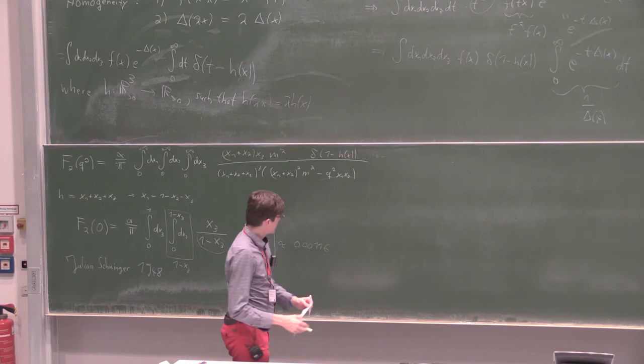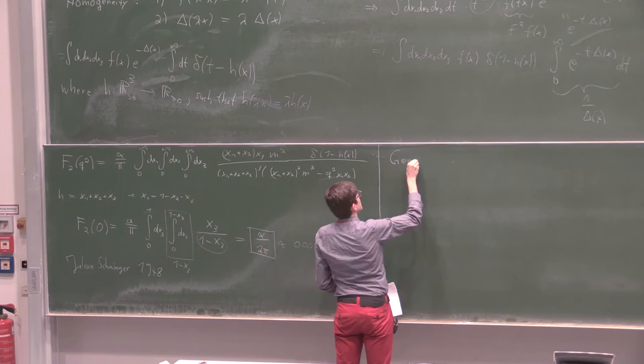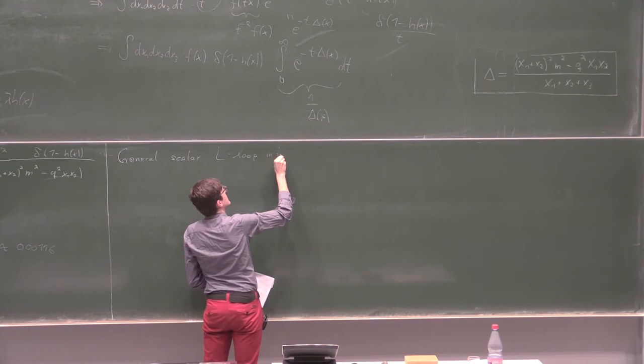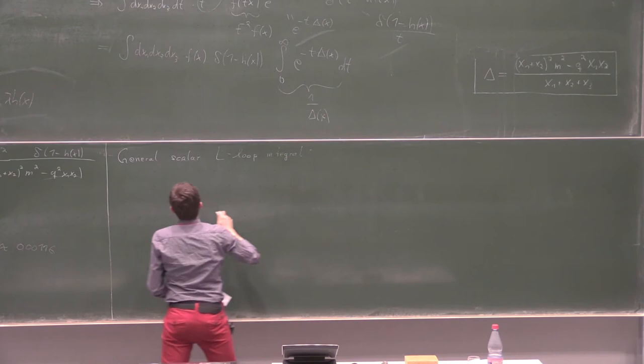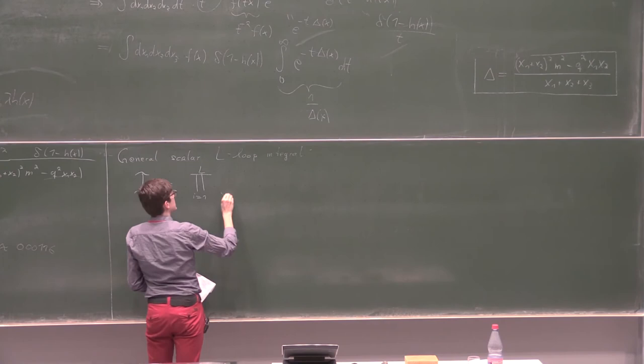So let me try to make a bit more general statements. So this was a very explicit example. So let's look at a general scalar power computable integral. What do I mean by that? Call it I. What am I talking about? Well, I have L loops, so I have capital L integrations over Minkowski spaces.